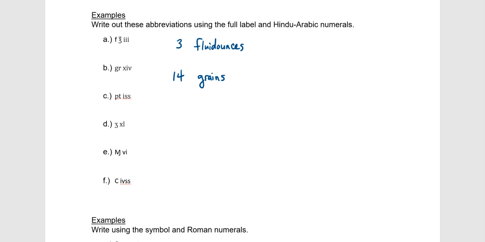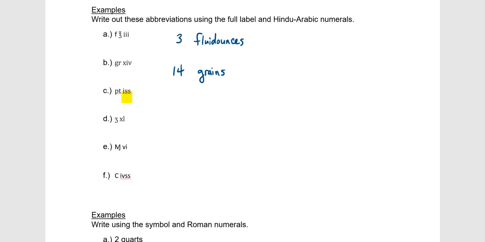Next, for this one, we have PT and then ISS. So let's take a look at the Roman numerals first again. So for the ISS here, we have to remember that the SS is 0.5 or 1/2. So we have I, which is 1. So this is 1 and 1/2 or 1.5, depending on how you want to write it. I'll write it like this as a mixed number, 1 and 1/2, and the PT is pint, so 1 and 1/2 pints.